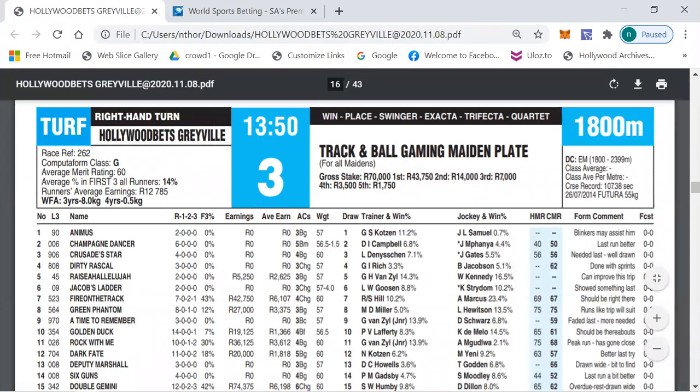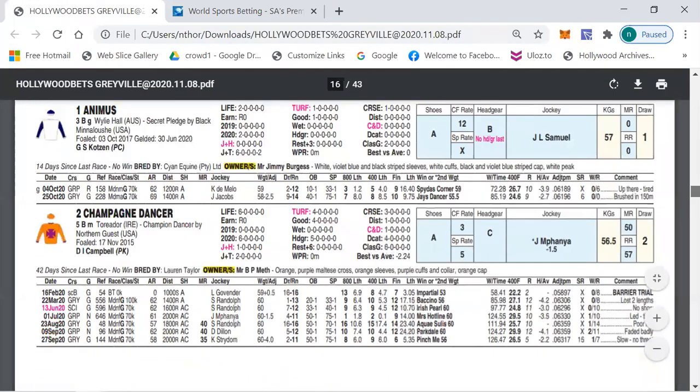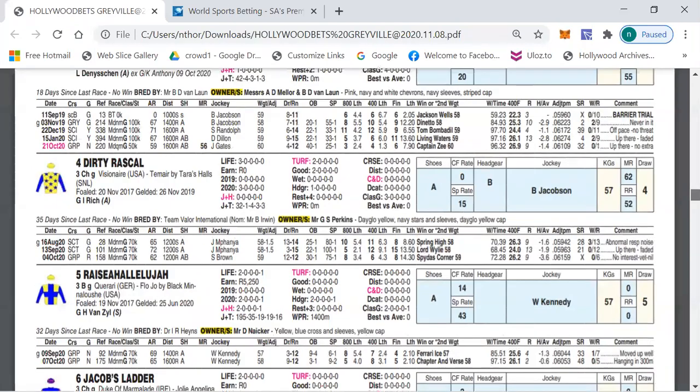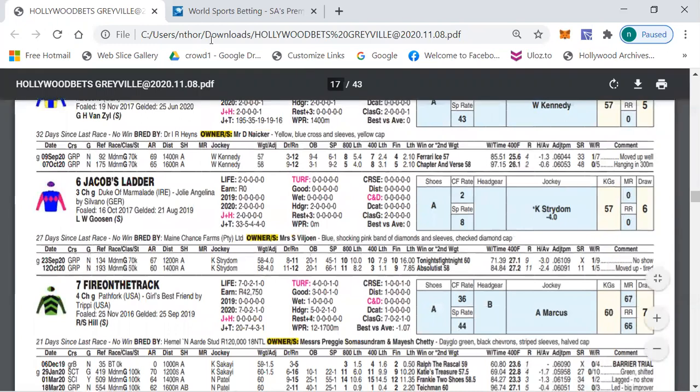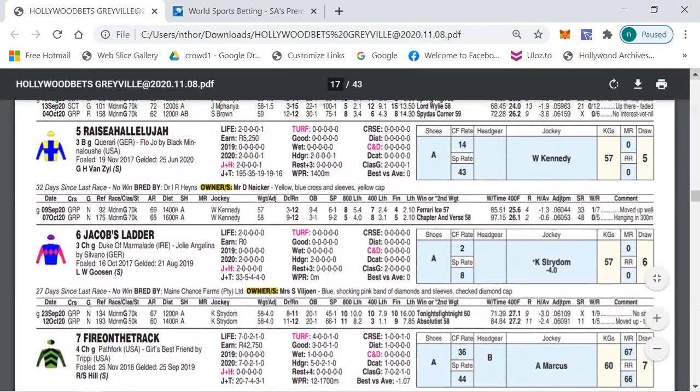So here are my selections for race number 3. First selection is number 5, Raise Hallelujah. Hallelujah has had 2 runs, and both of them were fair runs. Warren Kennedy on board today for the first time on the turf, but I don't think there will be a problem moving from the poly to the turf. This horse is nicely bred, a Curario, and this horse has run 2 lengths behind and 2 lengths behind, and I think last time he was hanging in, maybe if Kennedy can straighten it out. Drawn five today, and I think Raise Hallelujah will put up a huge run today.